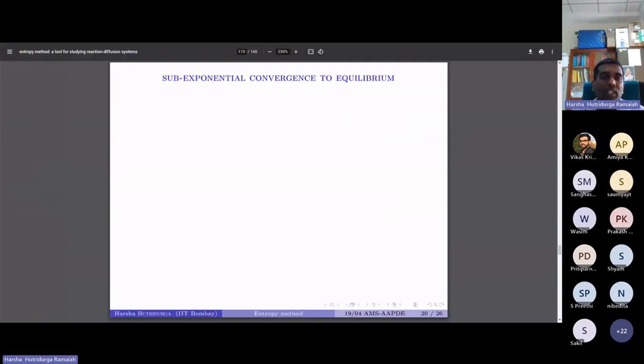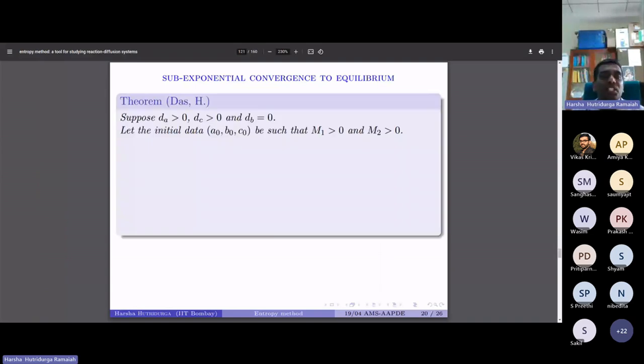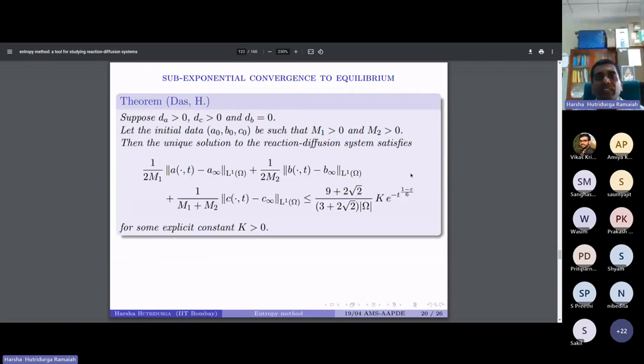Okay. Now, putting it all together, our main result is this: if in your degenerate system dA and dC are strictly positive and dB is equal to 0, and you give the initial condition A0, B0, and C0 such that M1 and M2 are strictly positive, then A converges to A infinity in the L1 norm, and that convergence is sub-exponential in time. Okay. Similarly for B and C.